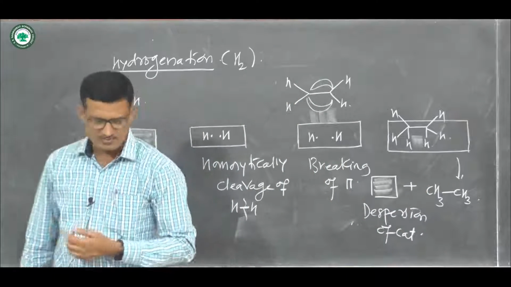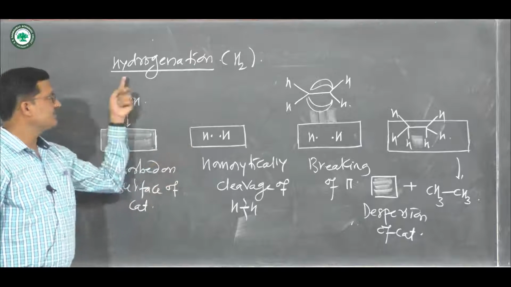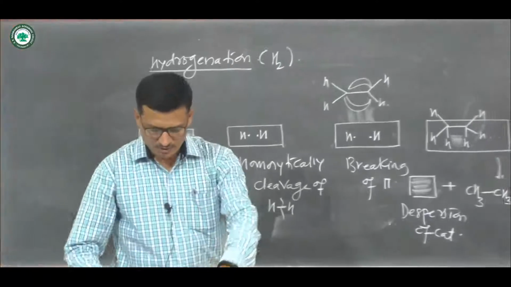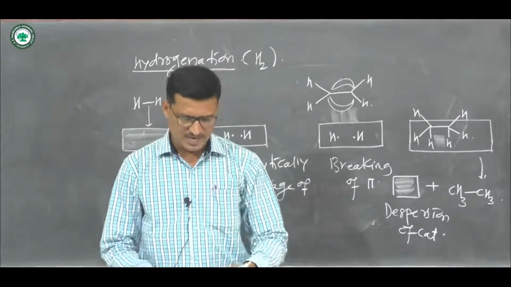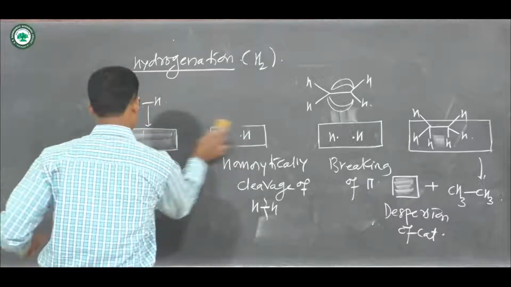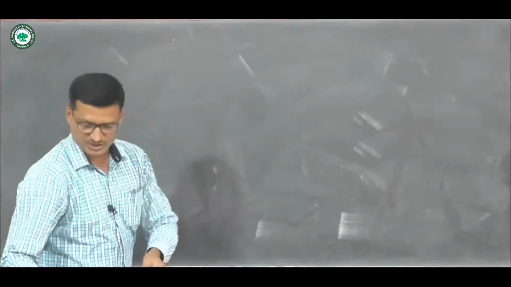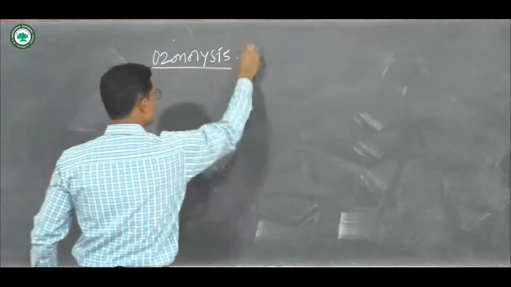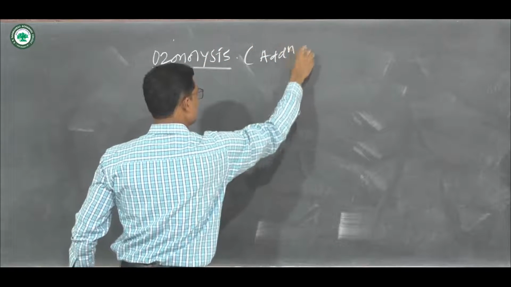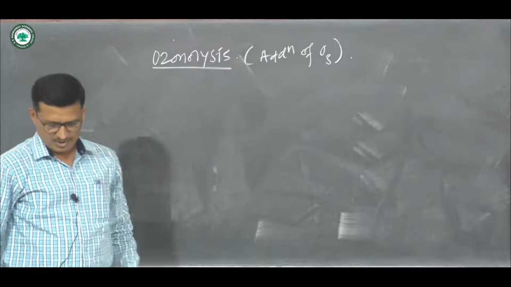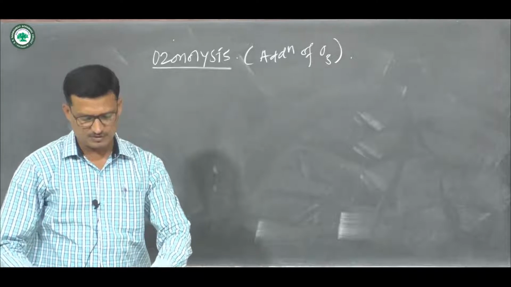So this is a simple mechanism, and these reactions we call catalytic hydrogenation. Then the next type of reaction is called ozonolysis. Ozonolysis means the addition of O3. What happens in the case of addition of ozone?